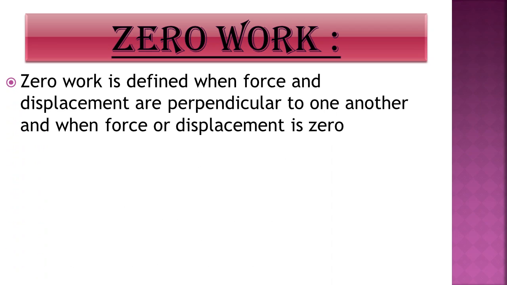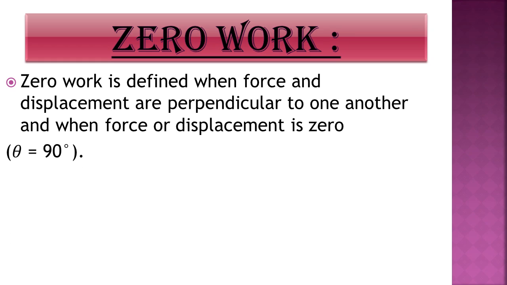Now next is zero work. Zero work is defined when force and displacement are perpendicular to one another, and when force or displacement is 0. So here two conditions are there. First, when force and displacement are perpendicular, that means they form a 90 degree angle. And next, when force or displacement is 0, then zero work is done on an object.